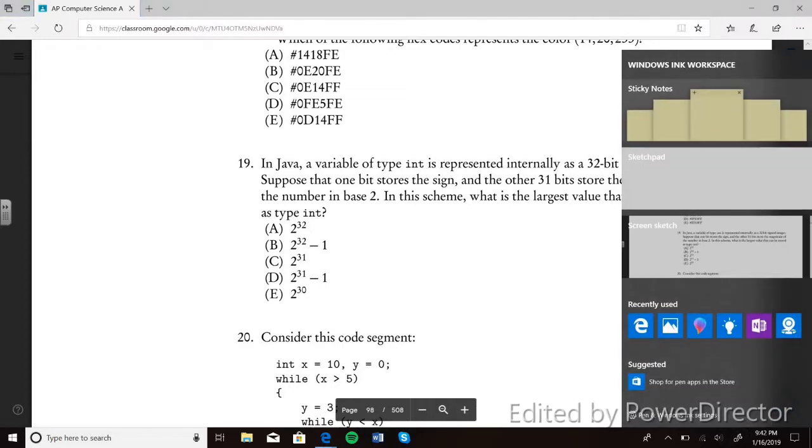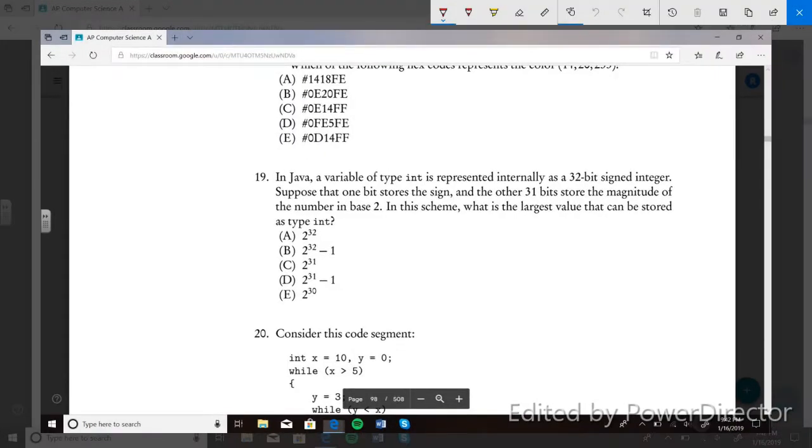For number 19, they're asking which would represent the largest value that can be stored as a type int. So they tell you that an integer has 31 bits of storage. So that means it has 31 spaces for storage. If it just had one space, the maximum binary number would end up being 2 to the first minus 1. So since it has 31 spaces, it would end up being 2 to the 31 minus 1. And you would use the 2 because it's binary. So the answer choice that represents this is D.